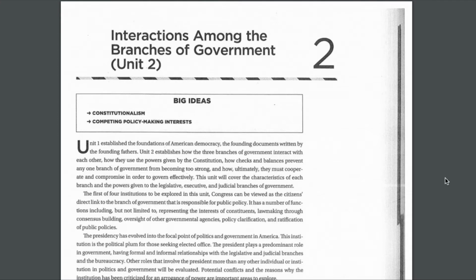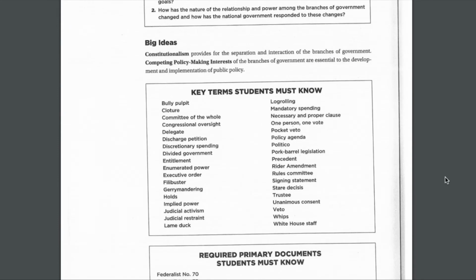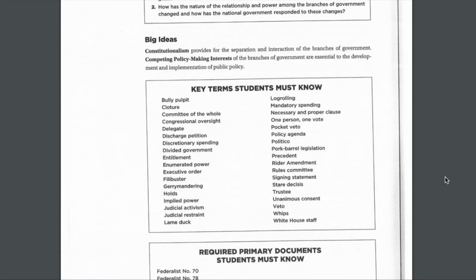Some of the key terms that we'll go over before we get into the branches, different things that we'll highlight: Bully Pulpit, the idea of a divided government, gerrymandering, Logrolling, different rules in the different houses, and we'll address the judicial branch as well.